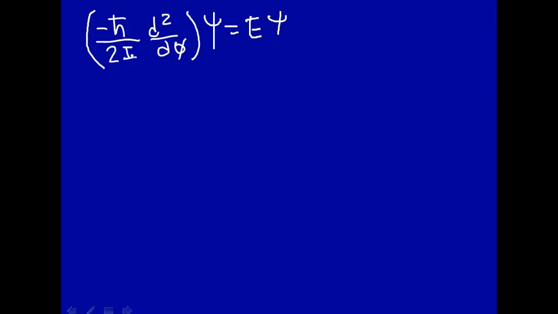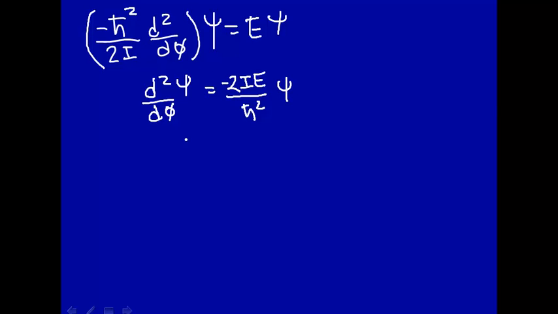All right, let's rearrange this. Let's multiply both sides by 2I over h bar squared, so we can get it in the form familiar to us. So this would be the second derivative with respect to phi of psi, and that's equal to minus 2IE divided by h bar squared, times psi.